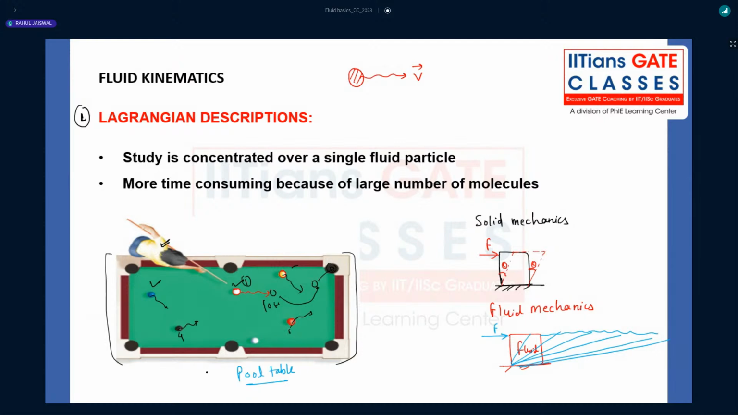Now here you have the pool table, with a limited number of balls. You can trace them. You can calculate the mean velocity by summing the individual ball velocities and dividing by the number of balls. That is a very simple calculation.